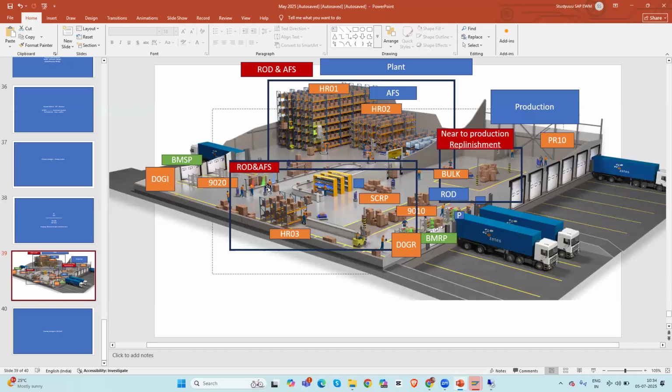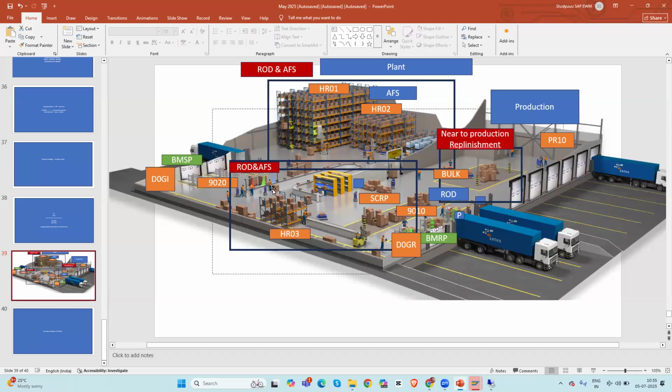And what about this one? This is also acting as a storage type. This is one storage type and this is one storage type. This one we call the ID point and this one we call the pick point, where you will pick the goods based on size.